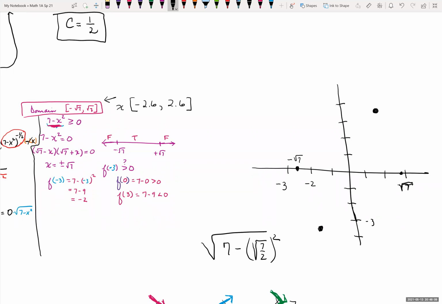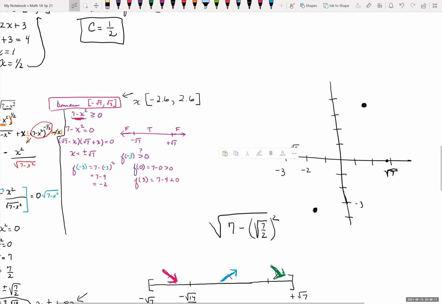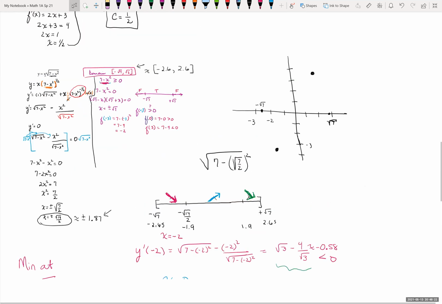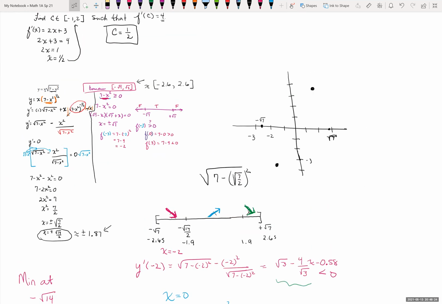So all we're kind of missing now is our concavity and any intercepts that we have. So concavity is found by the second derivative. So finding the second derivative, let's put down the first derivative.